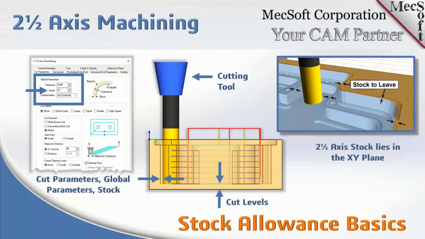Let's talk about cut stock allowances in 2.5 axis. In 2.5 axis, the stock is measured on the side of the tool, the side walls of the part. So in this dialog on the left, we've got 0.1 for stock. That 0.1 is measured on the side walls of the tool. And if you look in the illustration on the top right, you'll see the stock remaining is extending in the X and the Y direction of the part. So that's basically an understanding.